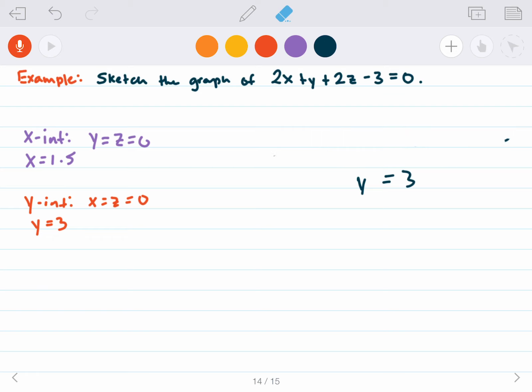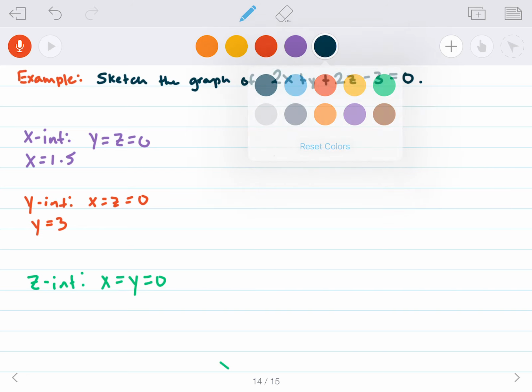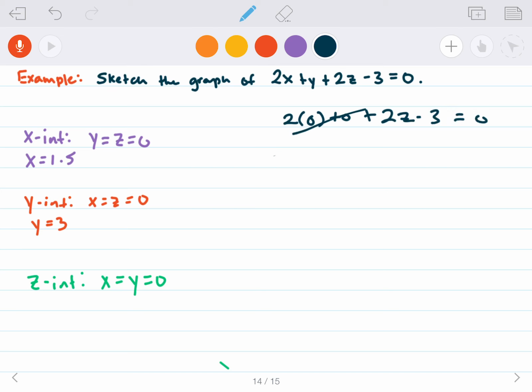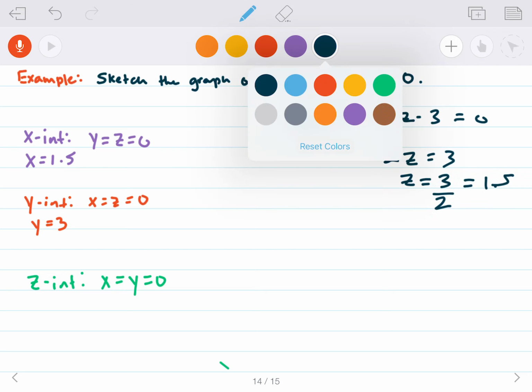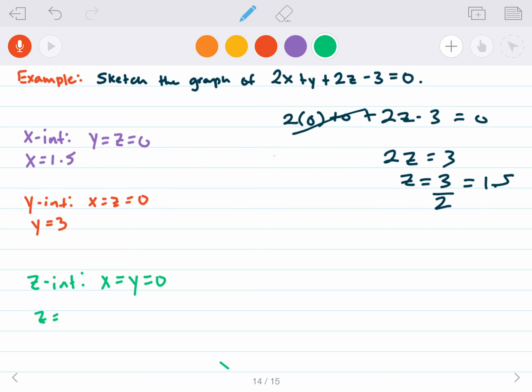And finally, my z-intercept occurs when x and y are 0. So x equals y equals 0. Subbing those values into our equation, we get 2 times 0 plus 0 plus 2z minus 3 equals 0. That goes to 0. Add 3 to both sides. 2z equals 3. Divide both sides by 2, and we get z equals 3 over 2, or 1.5. So our z-intercept is going to be 1.5, and now we can graph our plane.